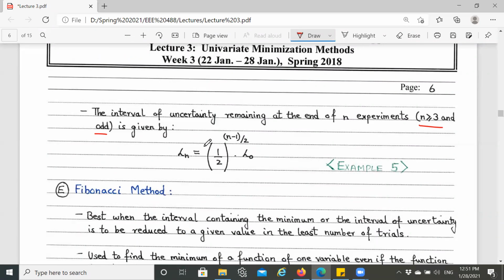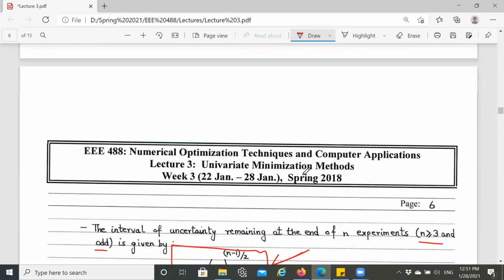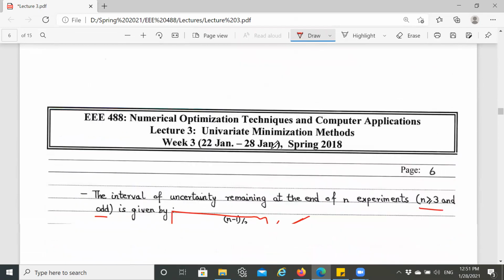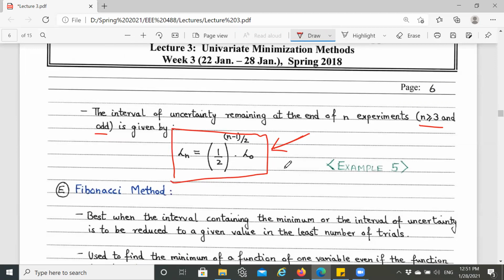Is that clear? So in the end, if I give you some n value, say n equals 9, what would be the length of the interval? Using this equation, you can find it. What you have to do is derive and see how I got this equation. This is again an exercise. Derive this using the concept that we have seen so far. How do we get this?